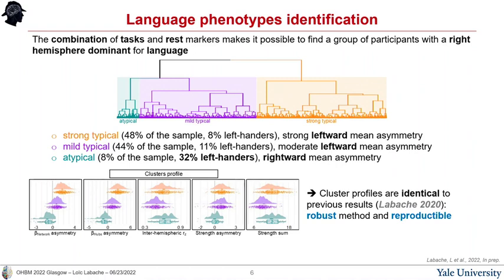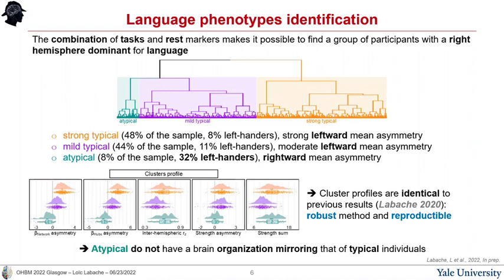And what is interesting is that if we look into the details of each of these clusters, we find the same results that I previously published with another database. So I think we can conclude that using these 5 different biomarkers for the language network is a robust and reproducible method. You also have to note that atypical people do not have a brain organization completely mirroring that of typical people, mainly because when typical people have a leftward asymmetry during resting state for their language network, atypical people have basically a symmetrical brain organization during resting state. So it was just a little comment about it.